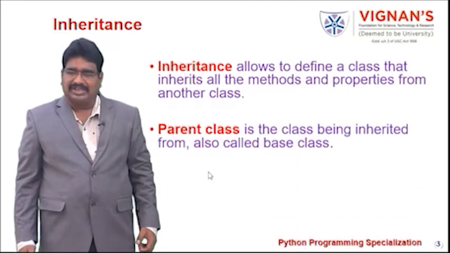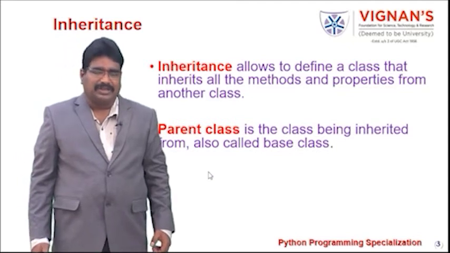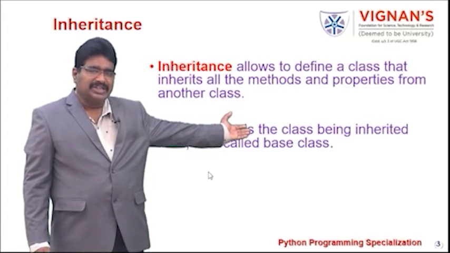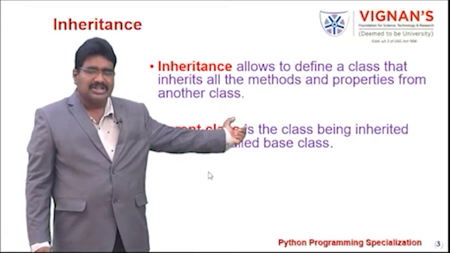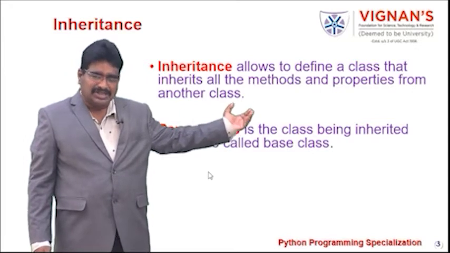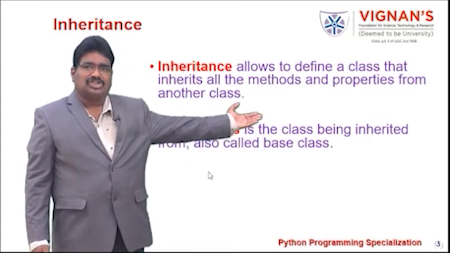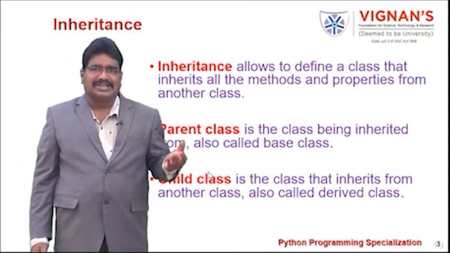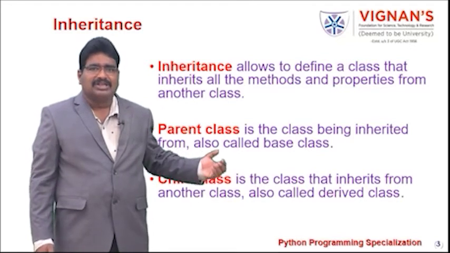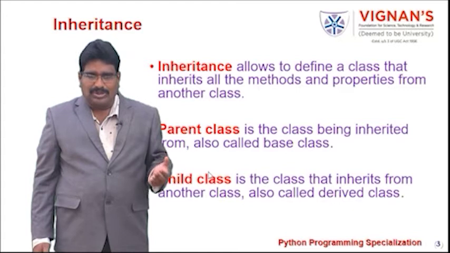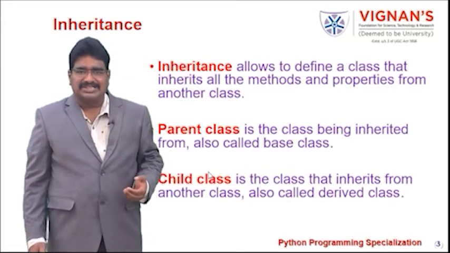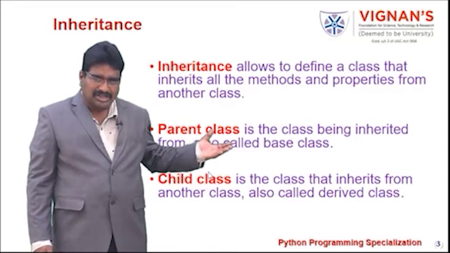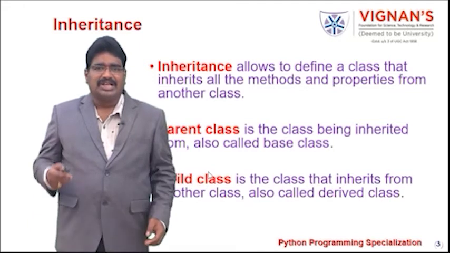Whenever we are using inheritance, we are using two terms. One is the parent class and another one is the child class. The parent class is the class being inherited from, that is, the class from which we want to derive a new class. That class is considered a parent class and it is also called the base class. The other one is the child class. The child class is the class that inherits from another class. For example, we want to derive a new class B from A. In that case, A is considered a parent class and B is called a child class. The child class is also called a subclass or a derived class.